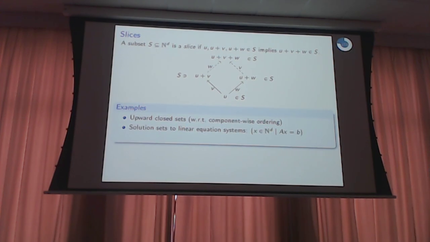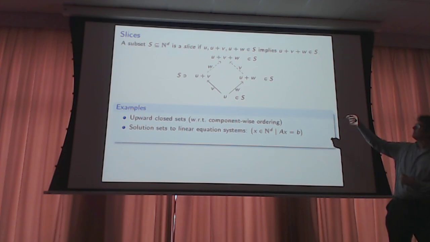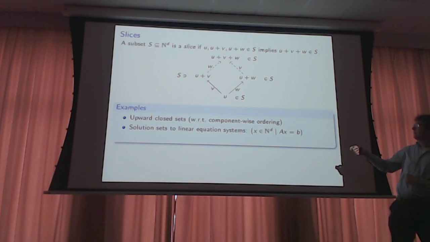Another example is solution sets to linear equation systems. If you have two solutions, three solutions, right? These three guys here. This is only possible if V is mapped to 0 by A. That means you might as well have both.